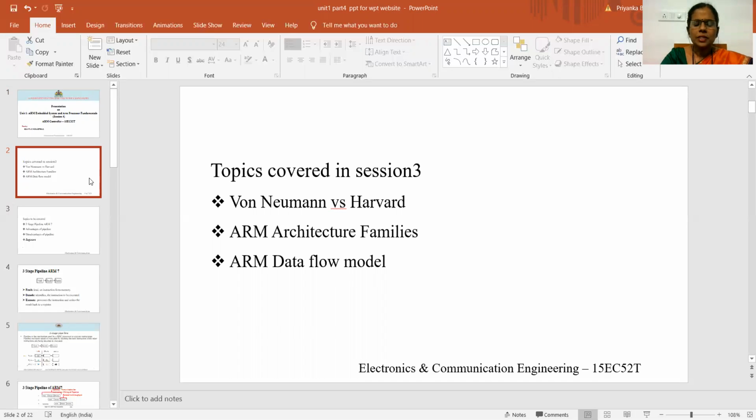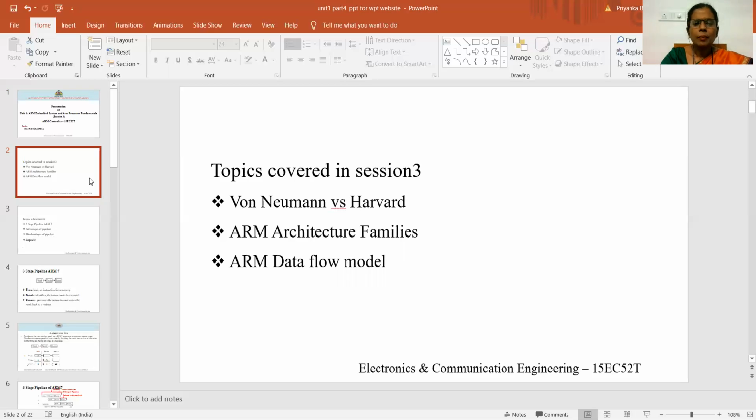In the previous session, we discussed what von Neumann architecture and Harvard architecture are. I'll just revise the topic in a few minutes. In von Neumann architecture, the program and data share the same memory. There is a common memory for program as well as data. But in Harvard architecture, there is separate memory for program and separate memory for data. This we studied with the help of a diagram.